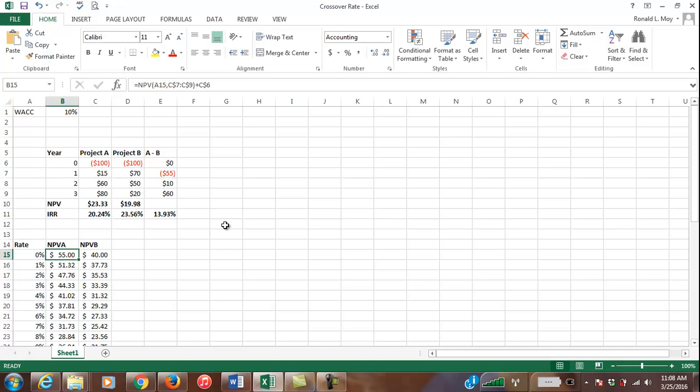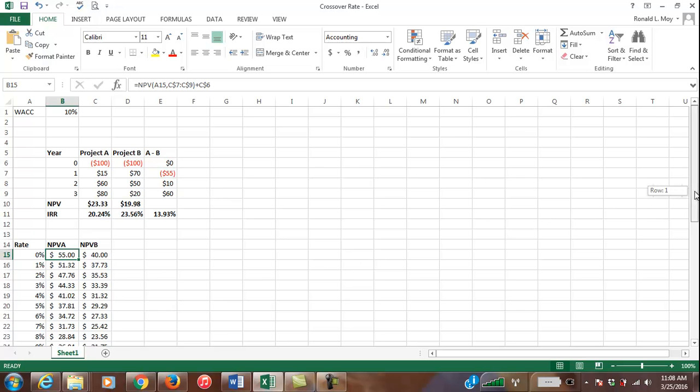So they're always wrong, and it's true of OpenOffice and LibreOffice and some of the other office suites. So this is sort of the standard, and you just have to take note of that. So how have I done it? I've calculated essentially the present value of the cash flows from C7 to C9, and then I've subtracted out the cost of 100. And I did that for both A and B.